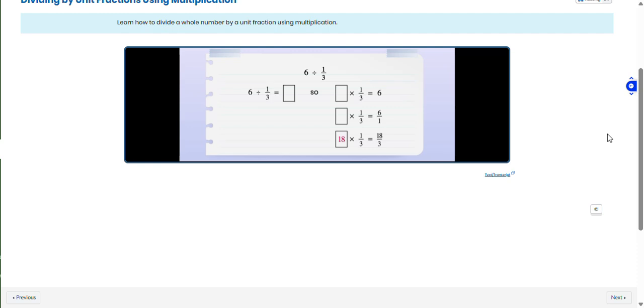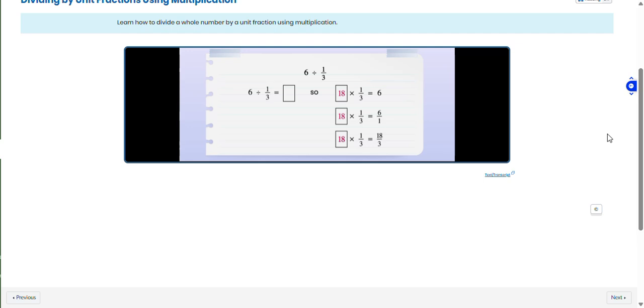18 times 1 equals 18, and 18 is written over the denominator of 3. 18 times 1/3 equals 18/3. Every unknown in these equations is the same number, so every unknown equals 18. 18 times 1/3 equals 6 over 1. 18 times 1/3 equals 6.